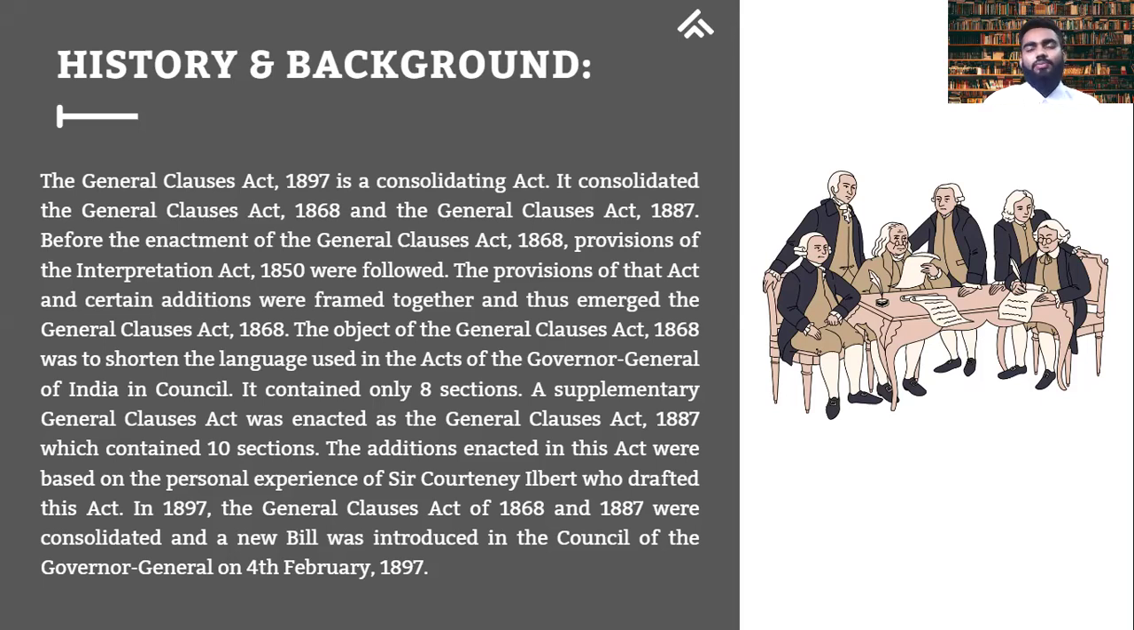And then on the 4th day of February 1897, the General Clauses Act was passed by the Governor General in Council. Then on the 11th day of March 1897, the General Clauses Act 1897 emerged, and it mainly consolidates the General Clauses Act of 1868 and the General Clauses Act of 1887.